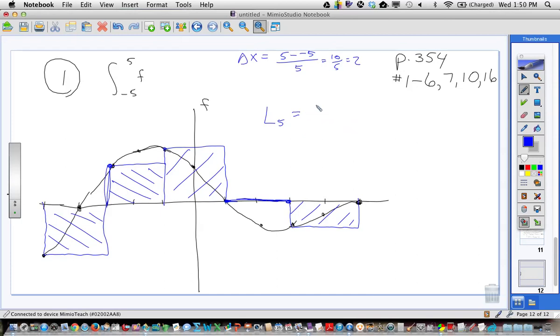And so the first height would be at -5, the left edge. F of -5 down here is my height. It's that Y value times 2. And the next one is at -3 times 2. And the next one is at -1 times 2. And the next one is at 1 times 2. And the last one is at 3 times 2.